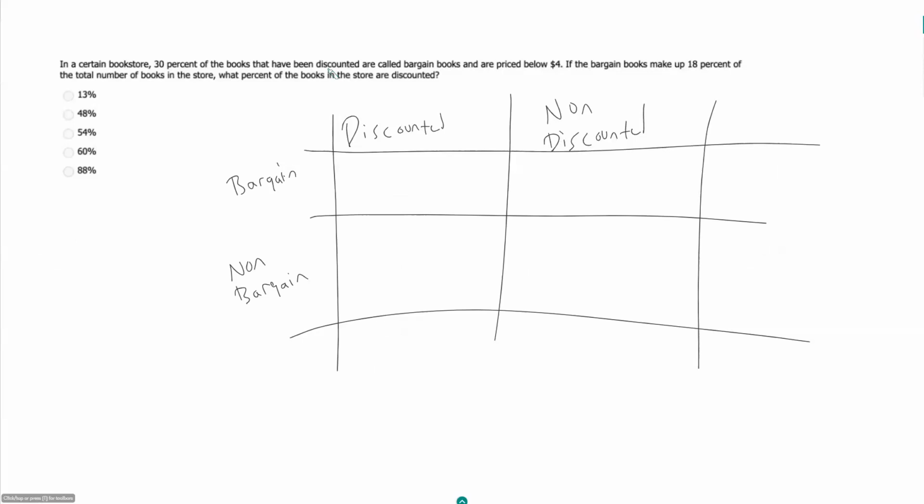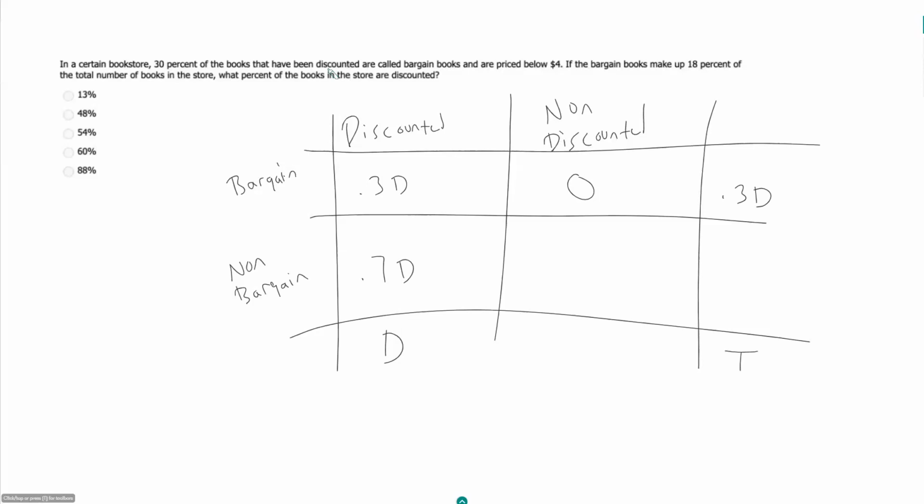So now if we assume what I think they're trying to get us to assume, that all of our bargain books are also discounted books. So in other words, bargain but not discounted is equal to 0. And so then we can really sort of do the same thing. So I have D as my discounted books, and 30% of the books that have been discounted are bargain books. So 0.3D here, 0.7D here. So this guy would also be 0.3D in that case.